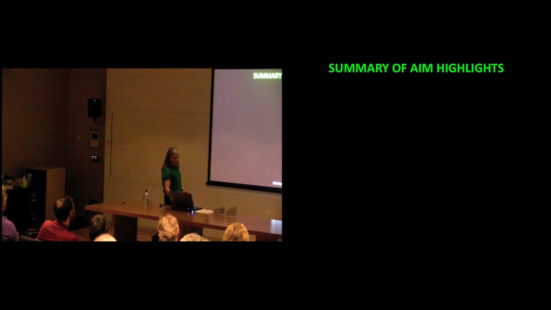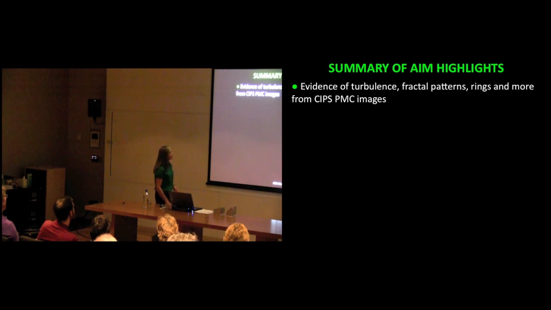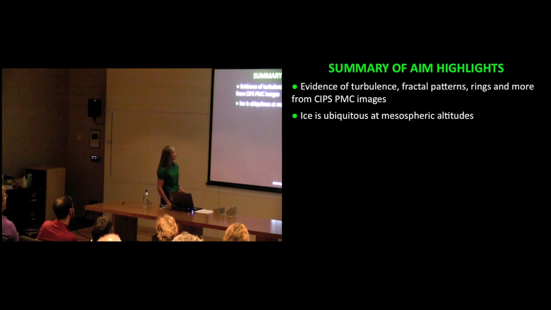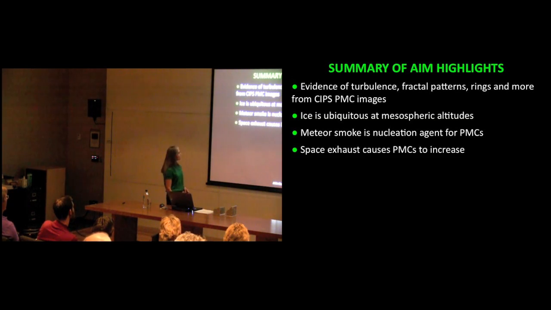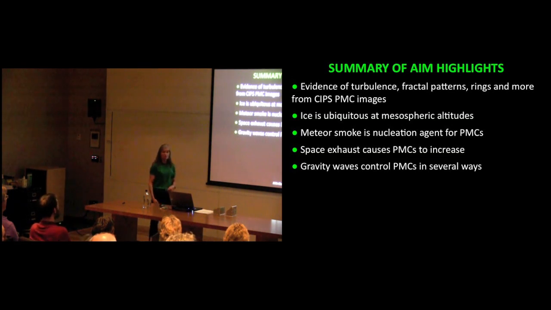Okay, so I want to summarize then the AIM highlights. We have evidence of turbulence, fractal patterns, rings, and many more things from the PMC images. Ice is ubiquitous at mesospheric altitudes. Meteor smoke is almost certainly the nucleation agent for the PMCs. Space exhaust causes PMCs to increase. Gravity waves control PMCs in several ways, both directly and indirectly.